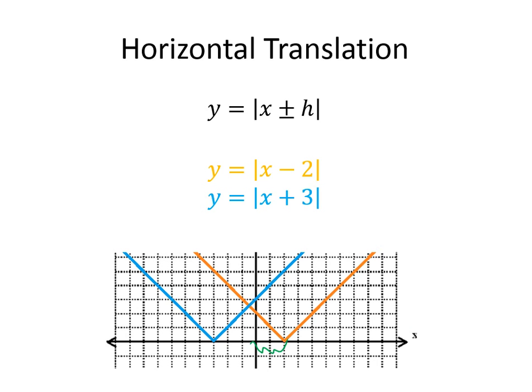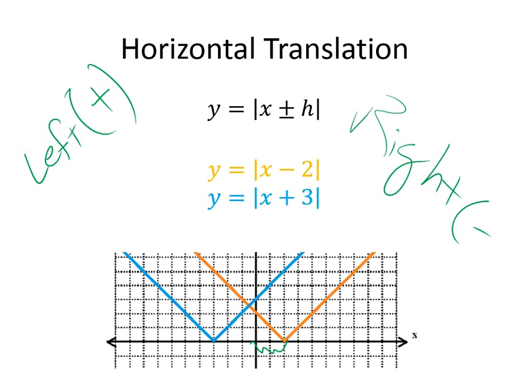The way that I like to remember this, because I am left-handed, I always say lefties are better, so they get the positive. Righties are worse, so righties get the negative. However you want to think of it, that's just the way that I like to remember it, because I am left-handed. So lefties are better, so that's why it would be plus 3. And when you shift the vertex or that turning point to the left, you're going to be adding inside the absolute. If you shift it to the right, you're going to be subtracting inside the absolute.